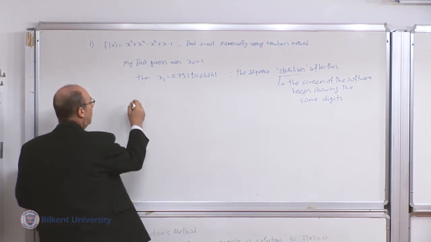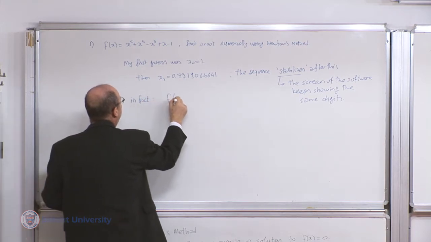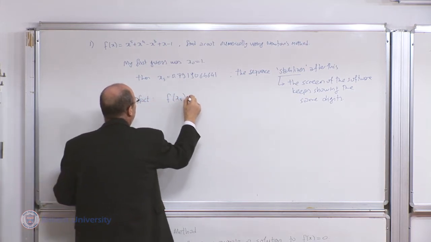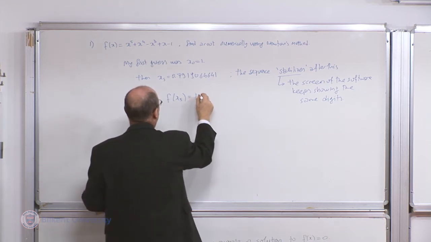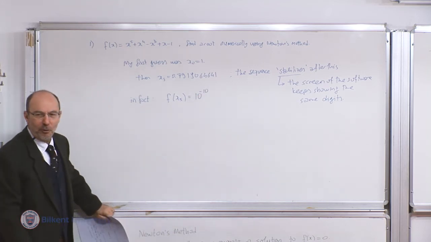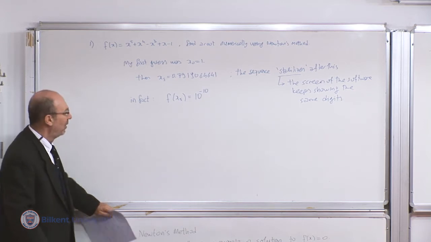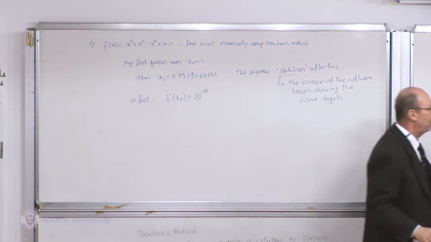So in fact, you check f of x5. And this thing turns out to be approximately 10 to the minus 10. Okay? Well, for all practical purposes, it is 0. If you are doing numerical calculations, this is numerically 0. Okay? So it works.